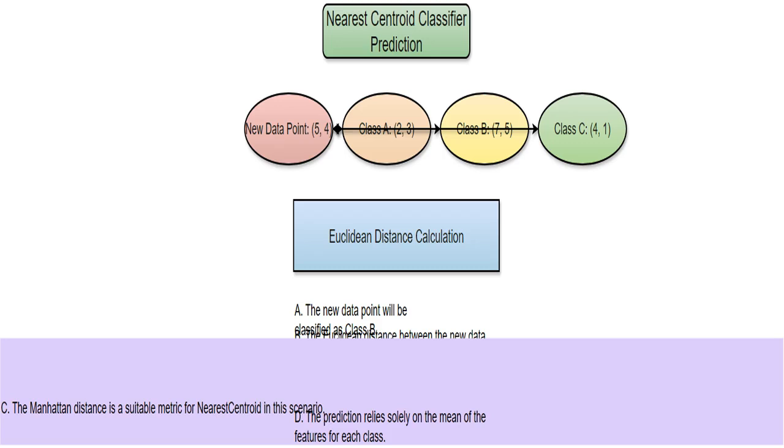This statement tests your knowledge of the NearestCentroid classifier's default distance metric. The NearestCentroid classifier uses Euclidean distance by default, not Manhattan distance. Manhattan distance, also known as the L1 distance, calculates the sum of absolute differences between coordinates. Euclidean distance is the straight line distance. This tests your understanding of the classifier's inner workings and distance metric choices.